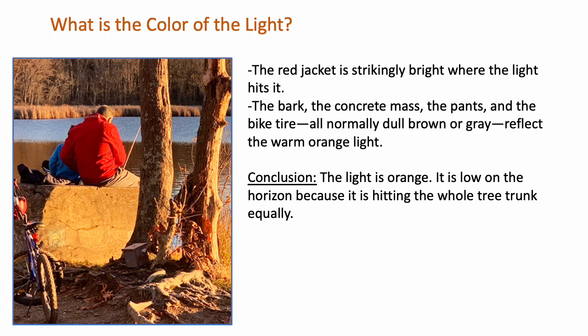In this picture, we know the color of light is orange because we see the tree trunks, which are normally brown, reflecting the orange light, this large cement block, and the wheel of the bicycle also usually brown or gray, reflecting the warm orange light.